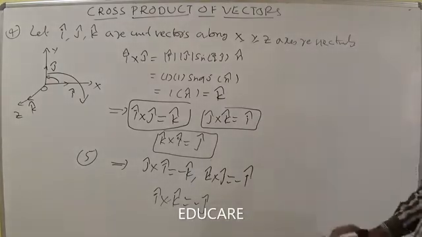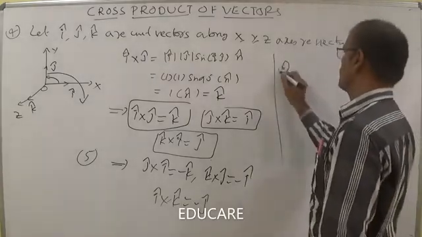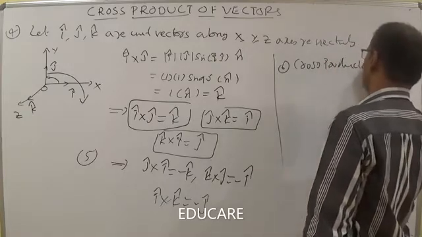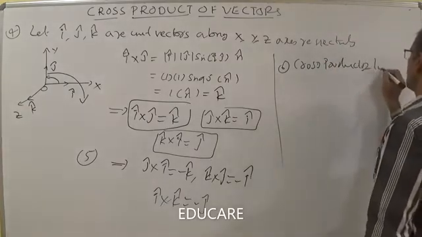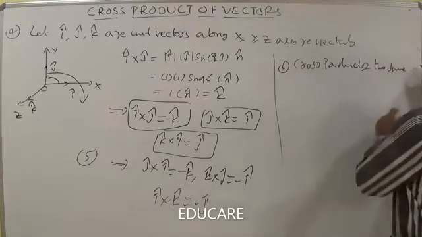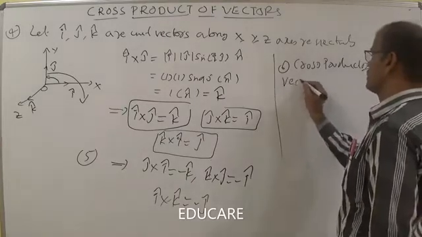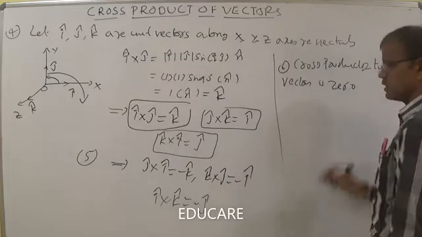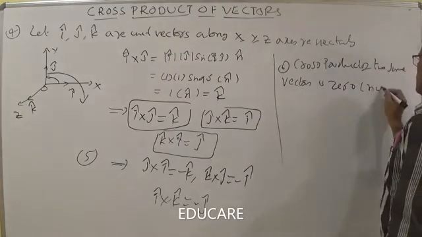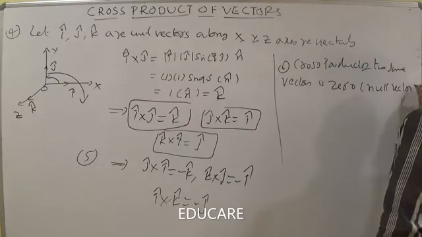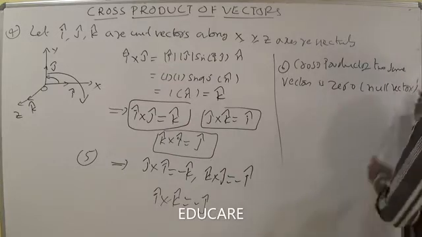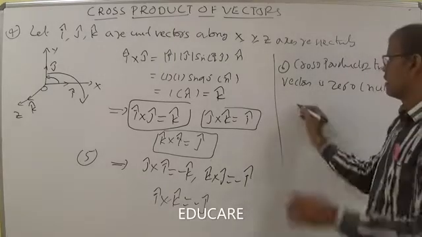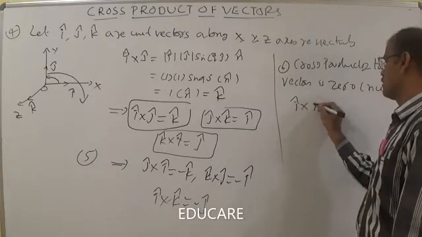Next point: the cross product of two same vectors is 0. Here 0 means the zero vector, a null vector. Let us discuss an example: let's take i cross i, that is i bar cross i bar.